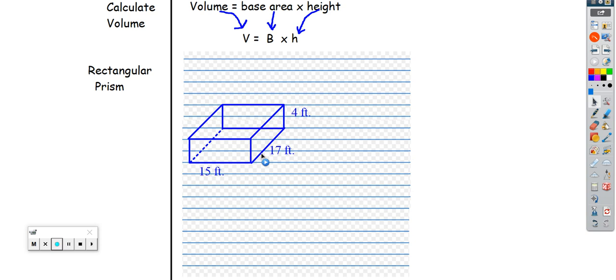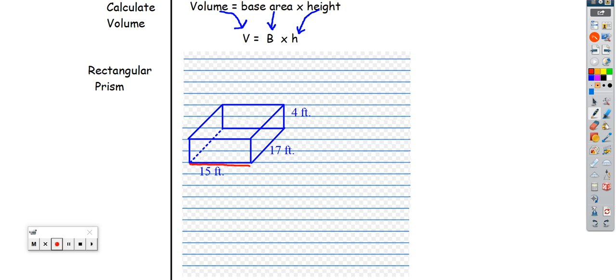Let's label it with our units. Okay, this is a 15 by 17 by 4. Now our formula tells us that we need to find the area of the base times the height. We need to be able to identify the base of any of these solid figures. On any solid figure, the base always is congruent and parallel to the other side. Bases are always congruent and parallel. Well, any 2 sides are congruent and parallel on a rectangular prism, so we can call any side the base on a rectangular prism.